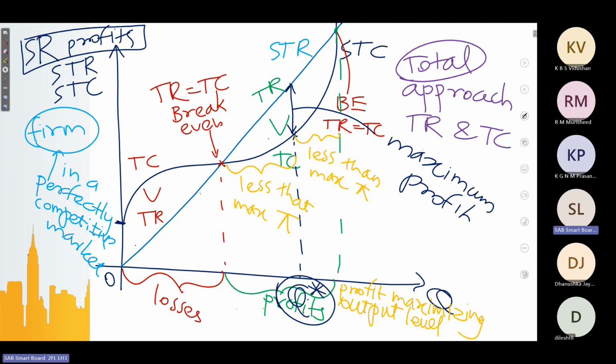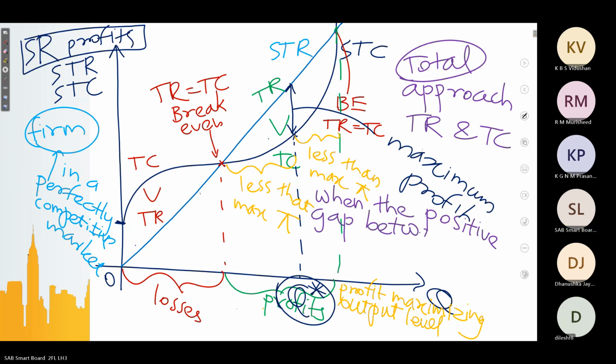Under the total approach, profit is maximized when the positive gap between total revenue and total cost is the largest.